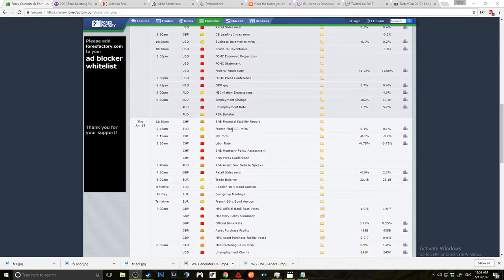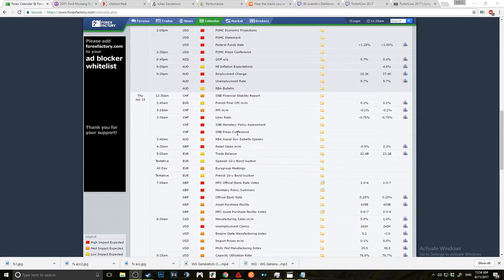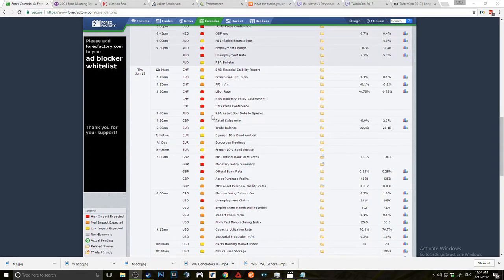Jumping down to Thursday, we have Swiss news for labor rate, and they also have a press conference. That's going to be during the London session, so I believe British pound Swiss would be a very great pair to look at during this time.